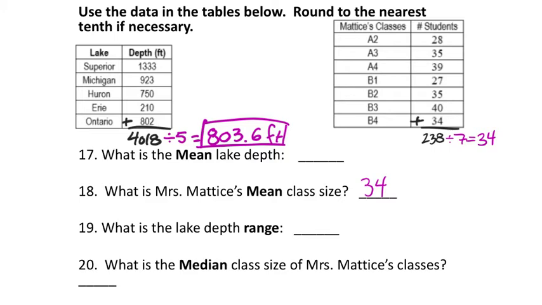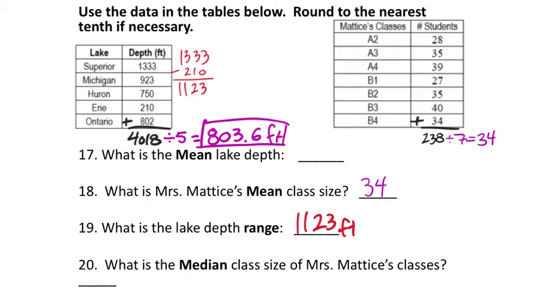All right. So the lake depth range, once again, you're going to take the biggest of the 5 values there for the lakes, 1,333, and the smallest of them, 210. I wish I would have remembered my answer though. I'll just put it in the calculator this time. 1,123. Thank you. 1,123 feet of difference between the lakes. Again, I will put the label on that one.